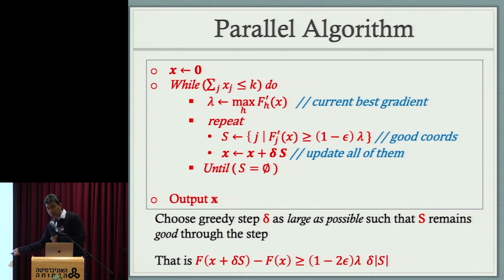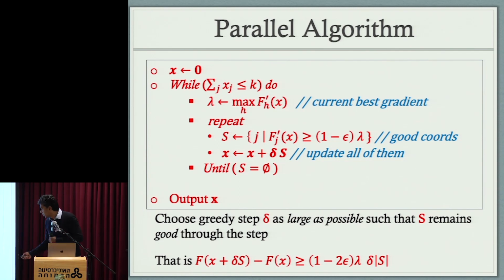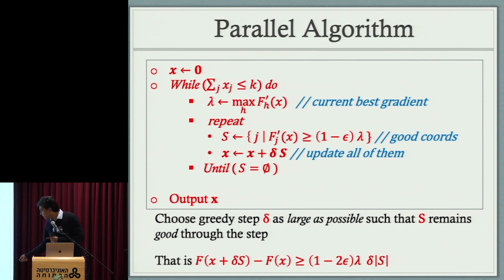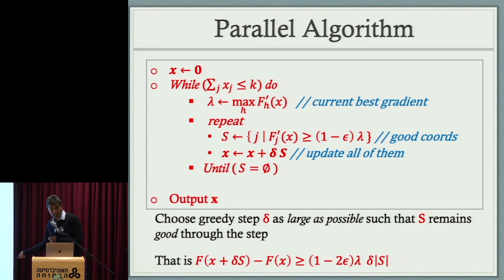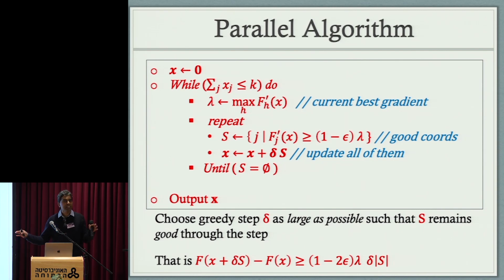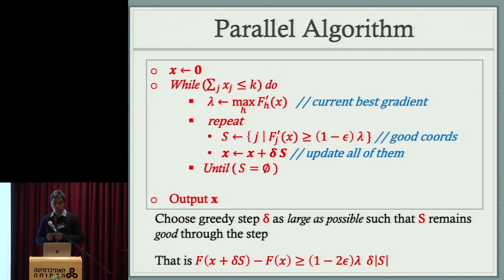This is the simple quantification of what it means that I can go as far as I can without losing too much. Okay? Remember, if I increase only one guy, I should get lambda times delta, right? That is the gradient, and I take a small step, I should get lambda times delta. But I'm increasing S guys, so I should get lambda times delta times the size of S. I'm giving myself some slack here. That makes sense? This is if S includes more than one coordinate.